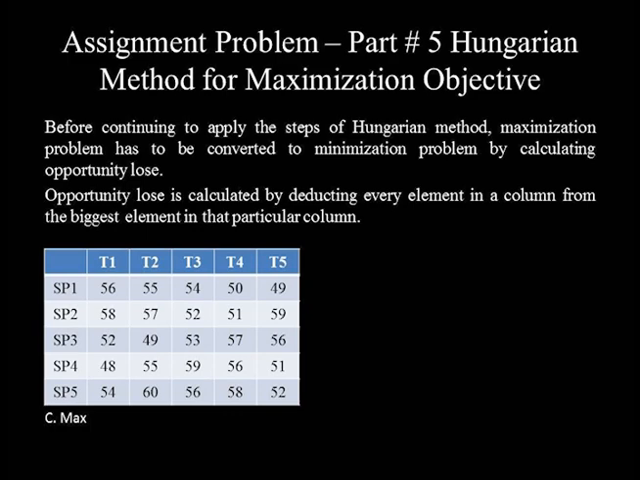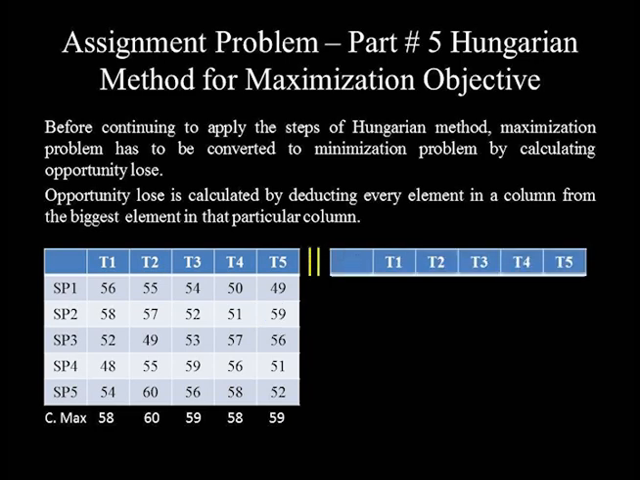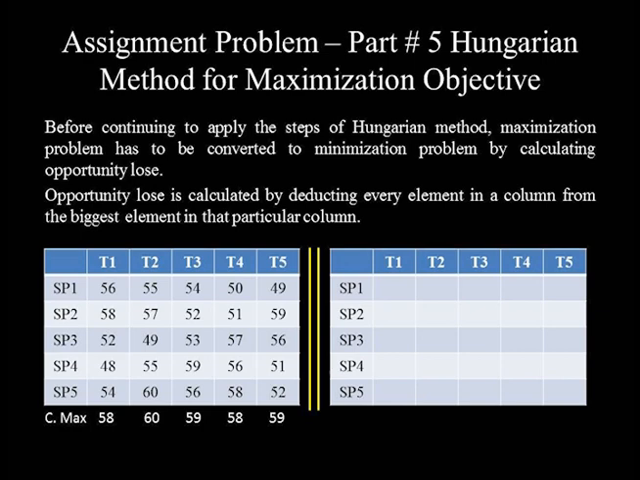The biggest element in column 1 is 58, column 2 maximum is 60, column 3 maximum is 59, column 4 maximum is 58, and column 5 maximum is 59. Let's insert a blank 6x6 table at this right-hand side for the new entries and continue the deduction starting from column 1. That's 58 minus 56 is equal to 2, 58 minus 58 equal to 0, 58 minus 52 equal to 6, 58 minus 48 equal to 10, 58 minus 54 equal to 4.